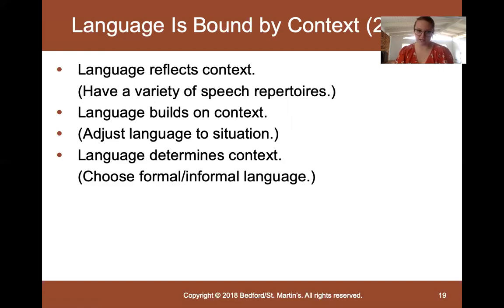Language determines context, right? We get to choose formal or informal language. And sometimes we break down barriers. I don't know if you've had some teachers or professors that you've needed to be really formal with, right? But then they respond really, really informally to you. So then you kind of create this relationship that's a little less formal. So language can help determine the context of a formal or informal relationship, or any kind of relationship, really.